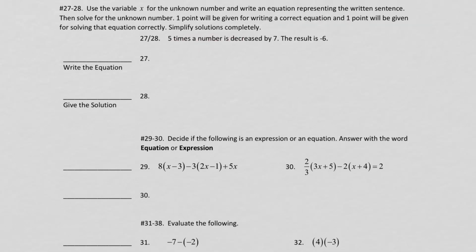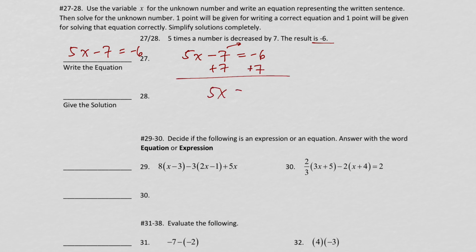5 times a number is decreased by 7. The result is negative 6. So now I'll bring the 7 over by adding 7 to each side. And we'll get 5x is equal to negative 6 plus 7 is 1. And we'll divide by 5. So we'll get x is equal to 1/5.